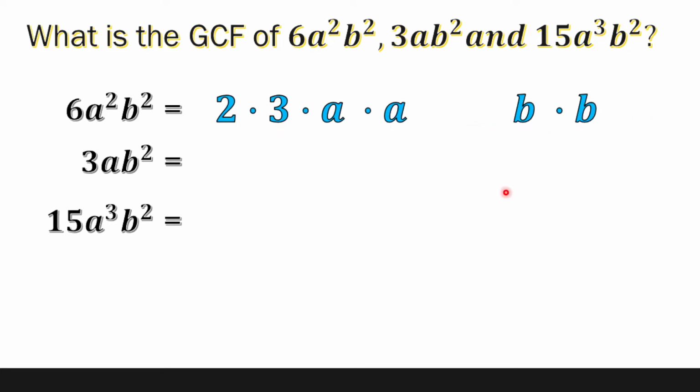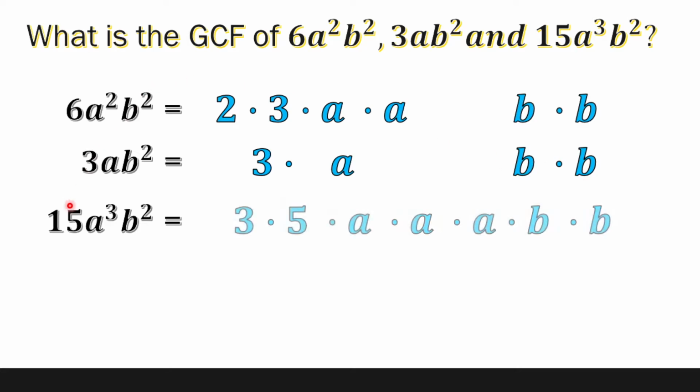Okay? Maliwanag. Si 3, wala naman siyang factor na. So, 3 na lang siya. Si a, isa lang. Si b, dalawa. Okay? Si 15, that is 3 times 5. Si a cubed, tatlo. Si b squared, dalawa.